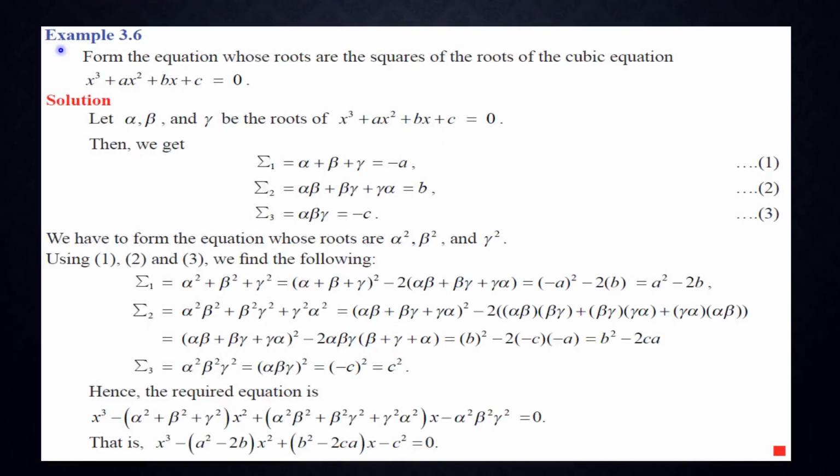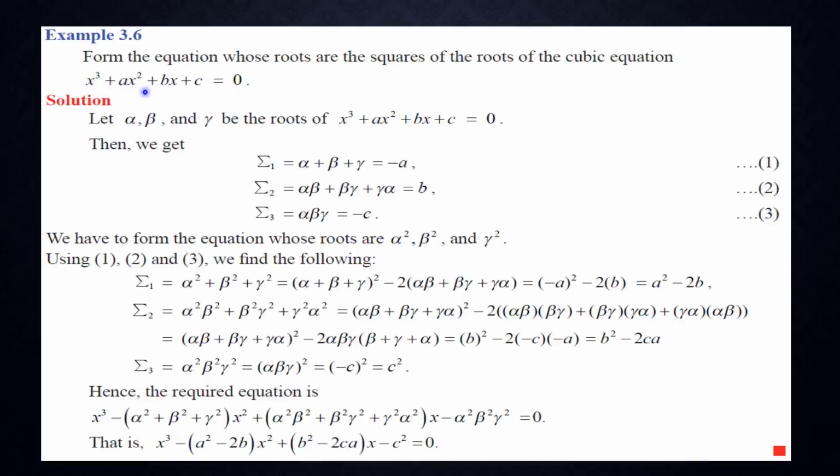Next we are going to see the example 6th sum in chapter 3. Let us see the question. Form the equation whose roots are the squares of the roots of the cubic equation x cube plus ax square plus bx plus c equal to 0. So questionல வந்து என்ன கொடுத்திருக்காங்க அப்படின்னா ஒரு cubic equation கொடுத்திருக்காங்க.